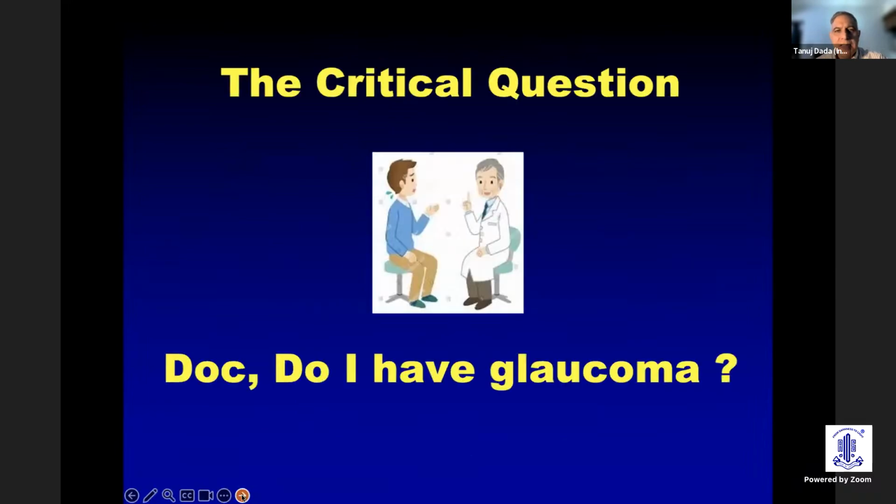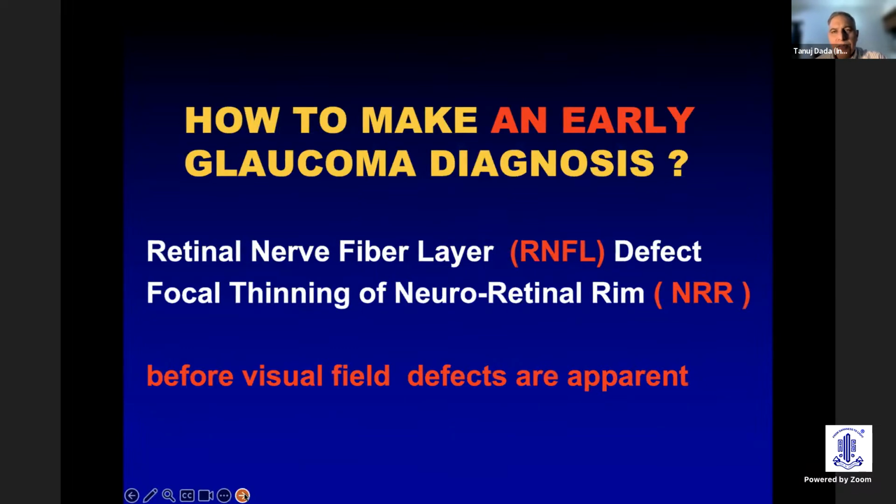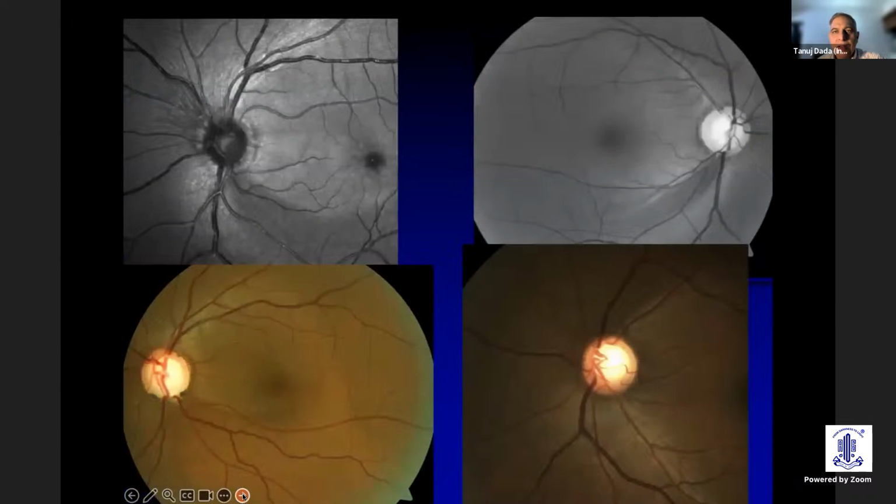So basically, why are you using all these machines? Because you have to answer this critical question: does the patient have glaucoma? For making a diagnosis of glaucoma, you need to document a retinal nerve fiber layer defect and focal thinning of the neuroretinal rim before visual field defects become apparent. And that is the utility of using these machines such as GDX or HRT or OCT for glaucoma diagnosis.